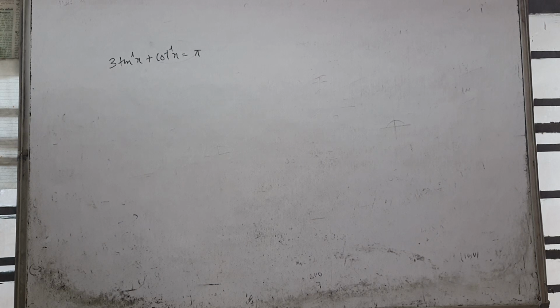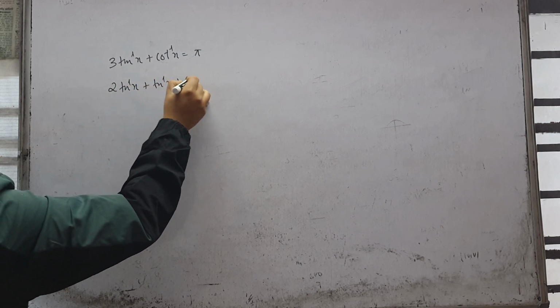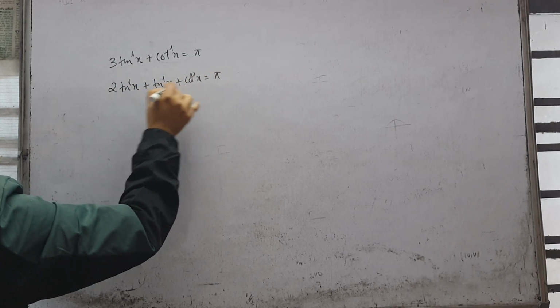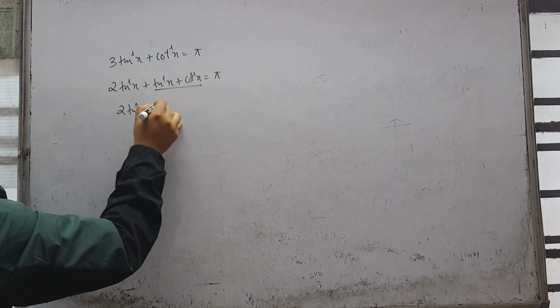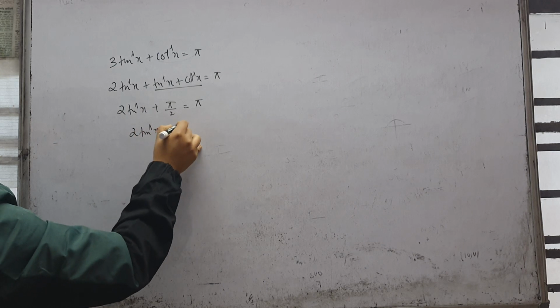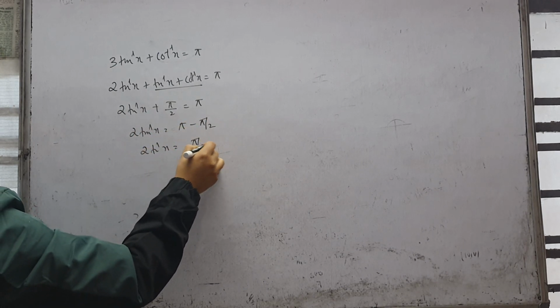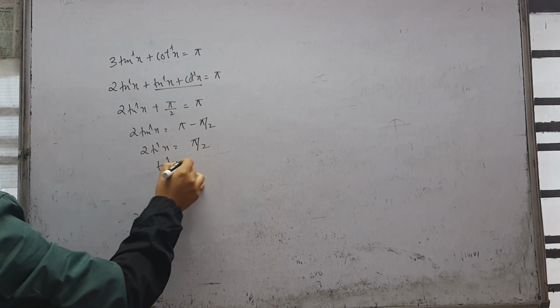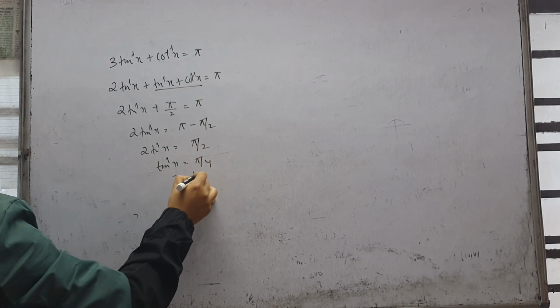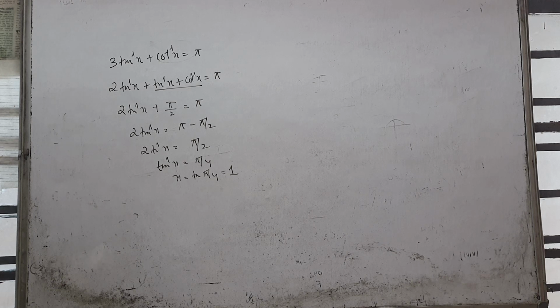Tan and cot is there, no? So you know a relation between tan and cot. 2 tan inverse x plus tan inverse x plus cot inverse x equal to pi. And what is tan inverse x plus cot inverse x? Pi by 2. So 2 tan inverse x equal to pi minus pi by 2, which is pi by 2. Tan inverse x equal to pi by 4, x equal to tan pi by 4. And what is tan 45? 1. Is it clear?